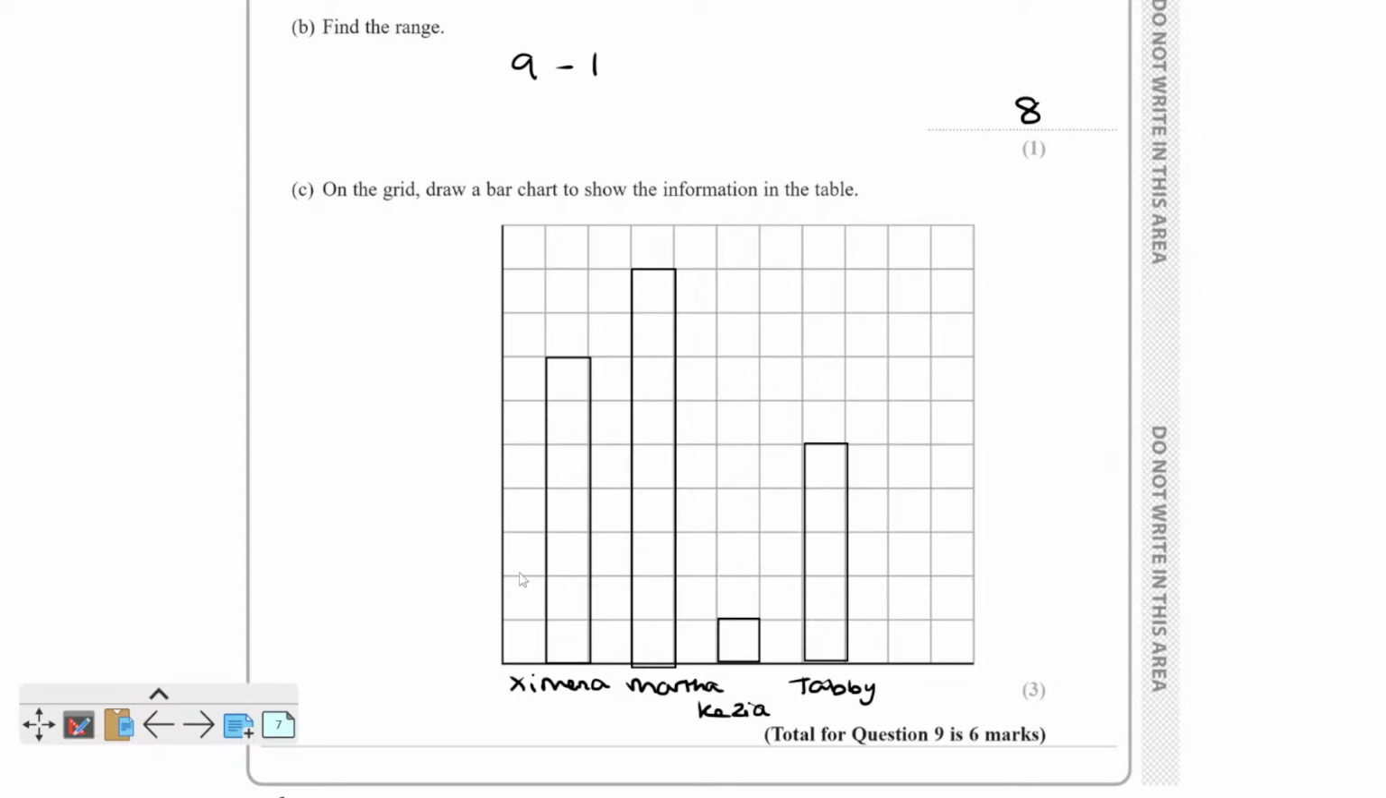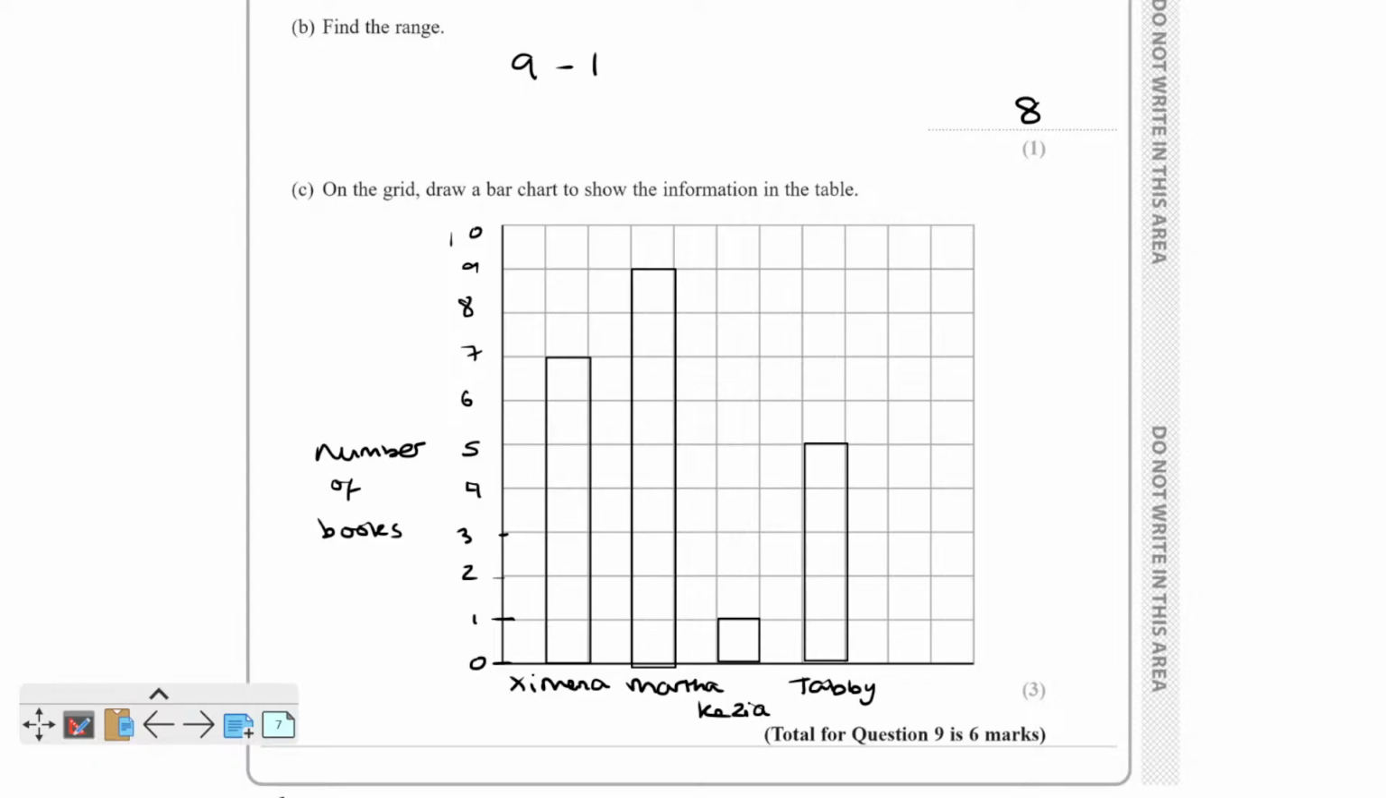And then obviously you want to label this side. So this side is then the number of books as well, wasn't it? The y-axis. Number of books. And then put a scale. So this is 0, 1, 2. You get the gist. 3, 4, 5, 6, 7, 8, 9, and 10. Okay. So something a bit like that.